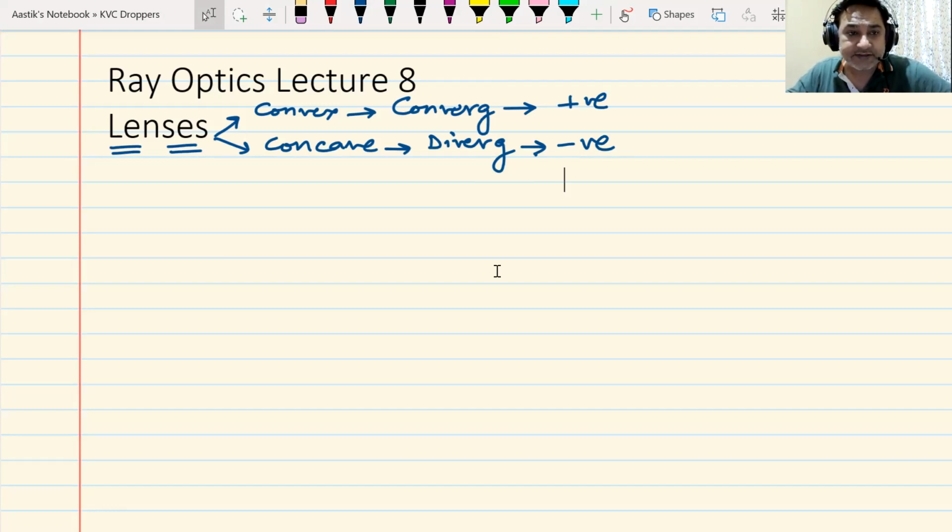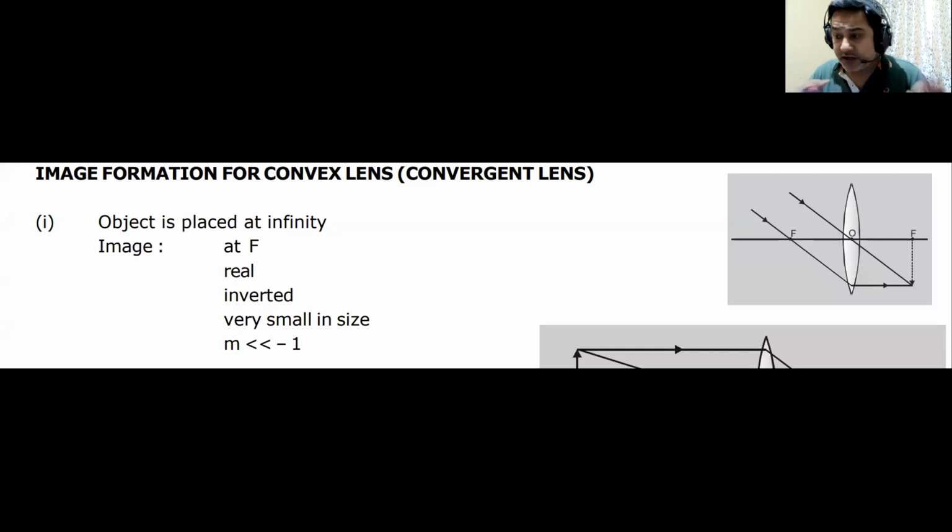Obviously, converging lenses will always come first. We did converging mirror first. Converging mirror was concave mirror. So we did concave mirror first, then we did convex mirror. So in this case, we will do image formation by convergent lenses, that is convex lenses. And here it comes on your screen now.